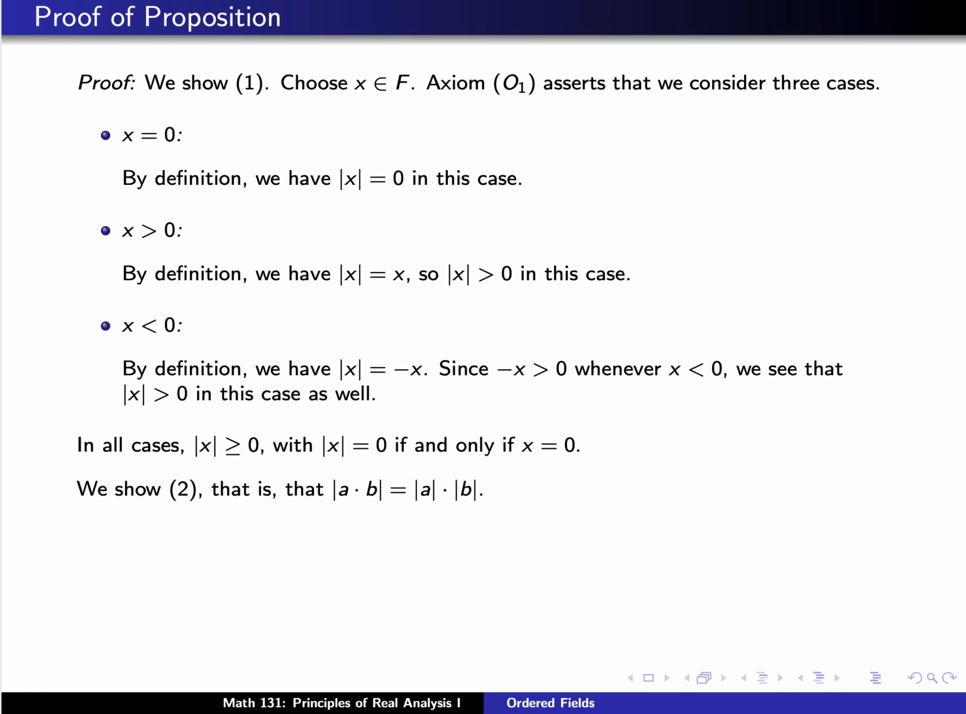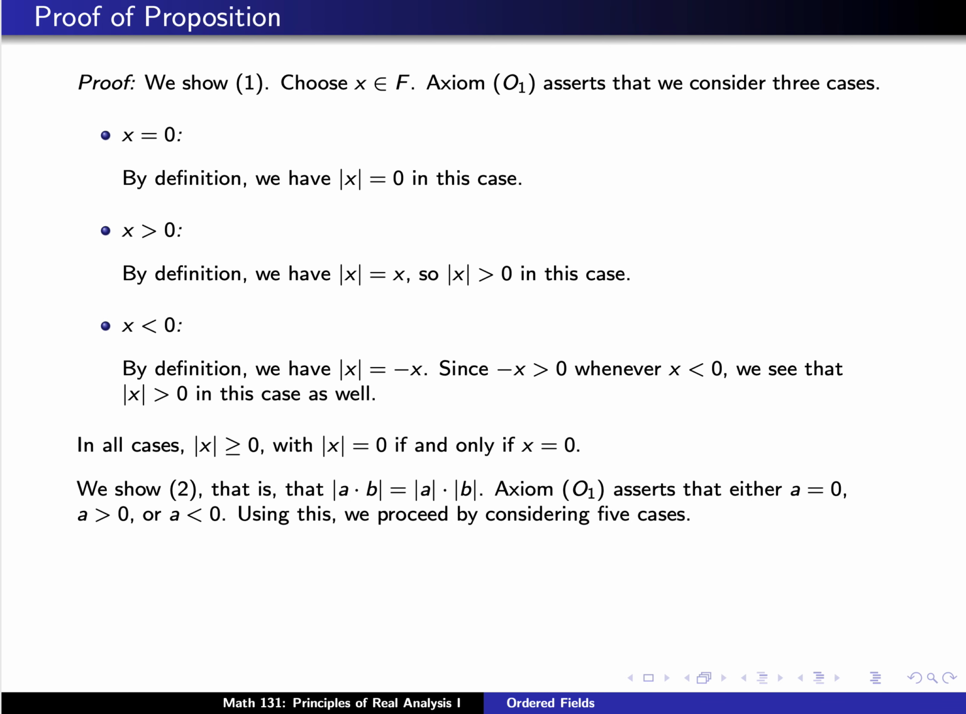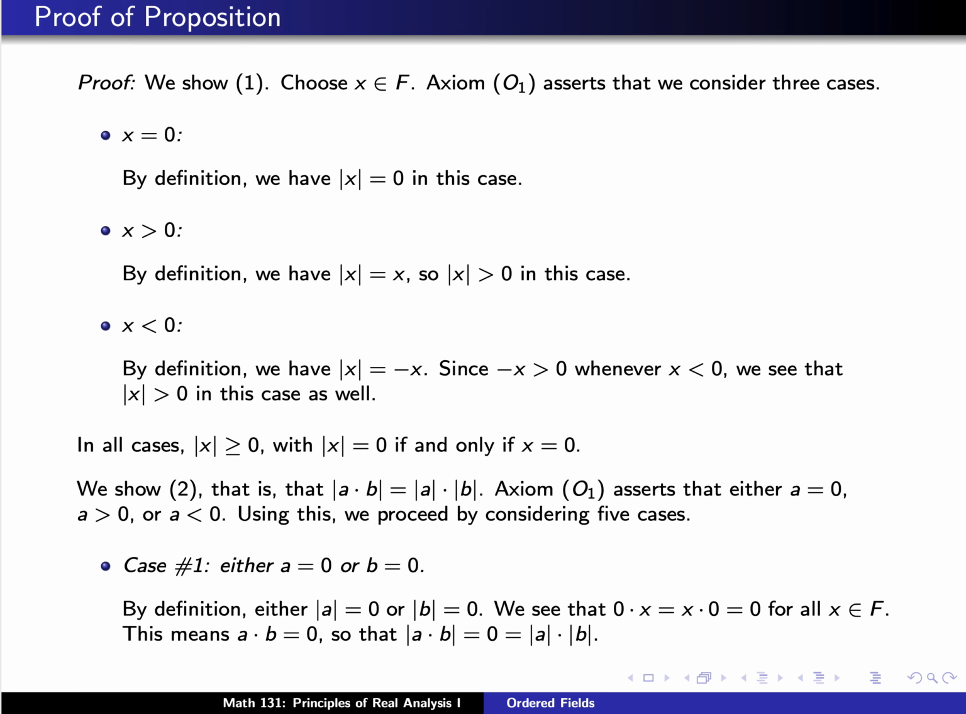Let's focus on proving the second statement, that is that the absolute value of the product is the product of the absolute values. It turns out that we have 5 cases to consider in this case. Here, we're using the trichotomy law again to realize that a and b are either 0, positive, or negative. What if either a is 0 or b is 0? In this case, a times b is 0, and so the absolute value of the product is equal to the product of the absolute values, which is just equal to 0.